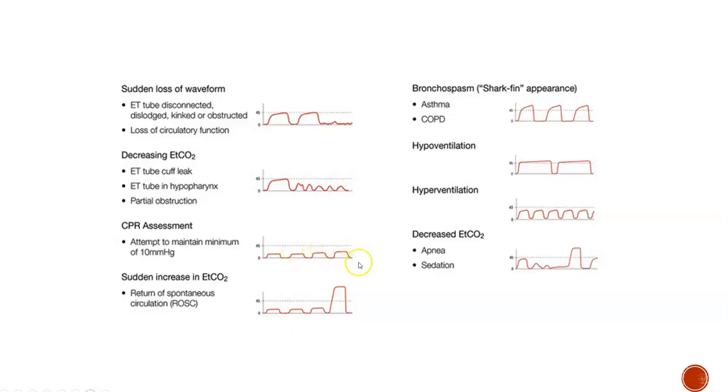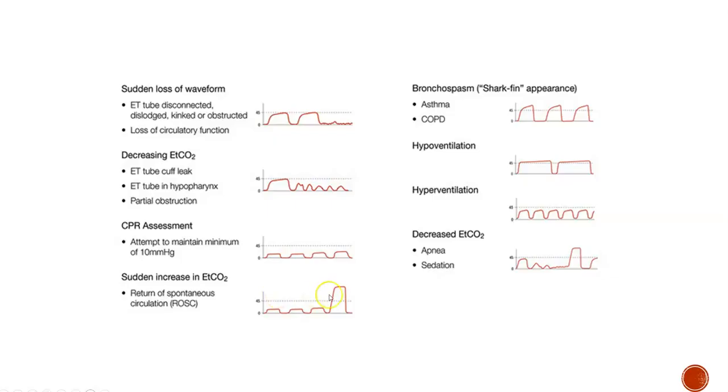Sometimes that's not always attainable, but we try. And then we can have a decreased end-tidal CO2, and this can be because of apnea or sedation. And then a sudden increase in end-tidal CO2, return of ROSC, so return of spontaneous circulation.